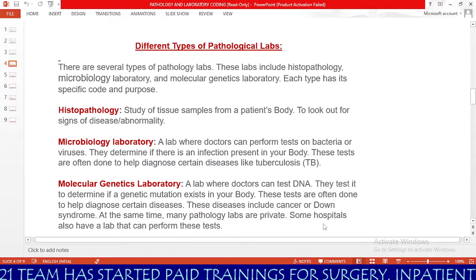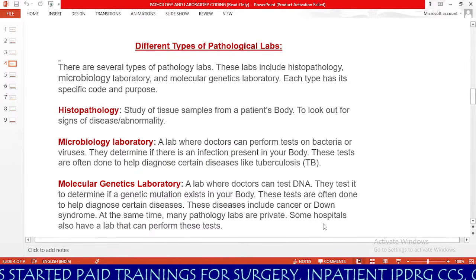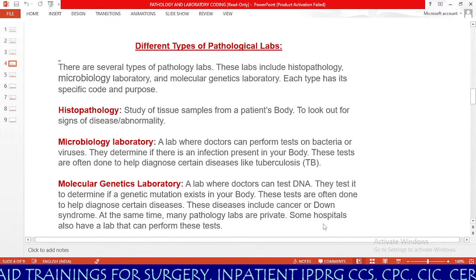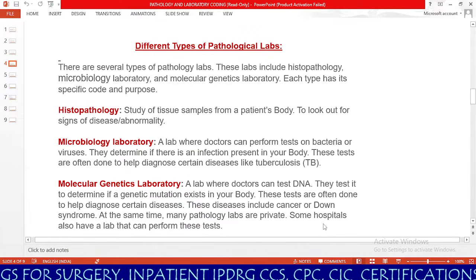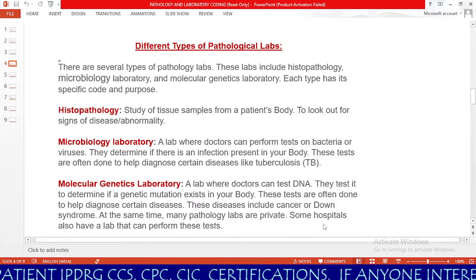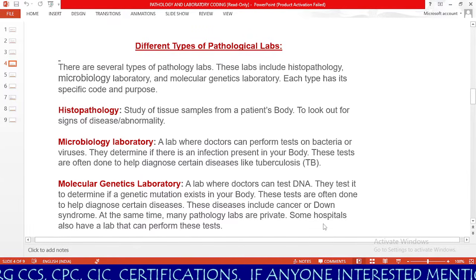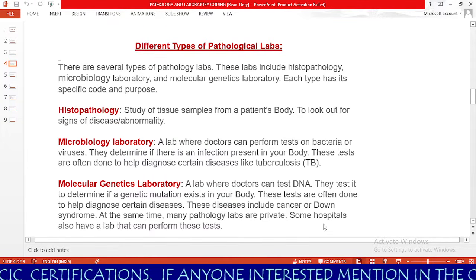Next we will learn different types of pathological labs. There are various types of pathological labs. Generally we have histopathology, microbiology laboratory and molecular genetics laboratory. So what is histopathology? It is the study of tissue samples from a patient's body to look out for signs of disease or abnormality.